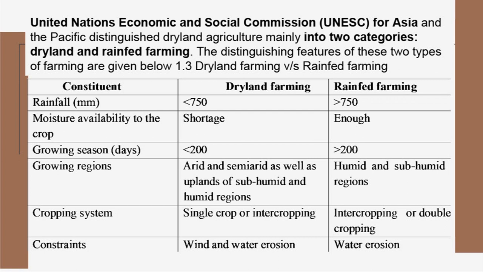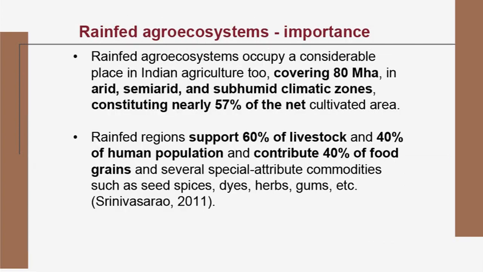Growing regions: dryland farming falls in arid and semi-arid regions as well as uplands of subhumid and humid regions, but only in uplands of humid and subhumid regions. Rainfed farming falls in humid and subhumid regions. Cropping system in dryland is single crop or intercropping. In rainfed, intercropping or double cropping is also possible. Constraints: wind and water erosion in dryland farming, and here in rainfed farming, it is mostly water erosion.